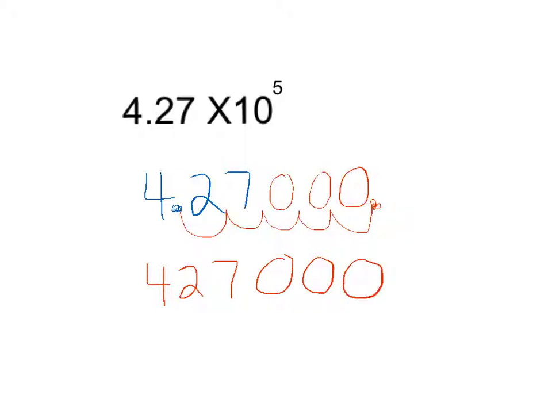427,000. Once again, I can check this for reasonableness, because if I go back up here and examine 10 to the power of 5, that is equal to 10 times itself 5 times, which is 100,000. And 100,000 times 4 is 400,000. So 4.27 times 10 to the power of 5 should equal 427,000.